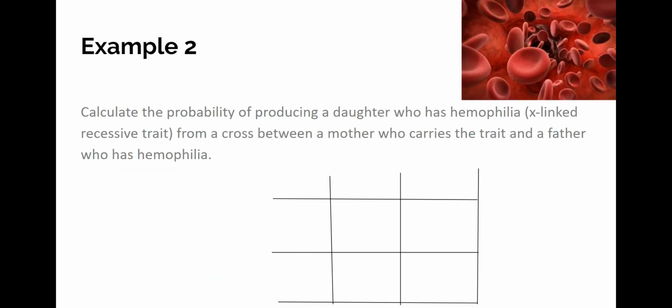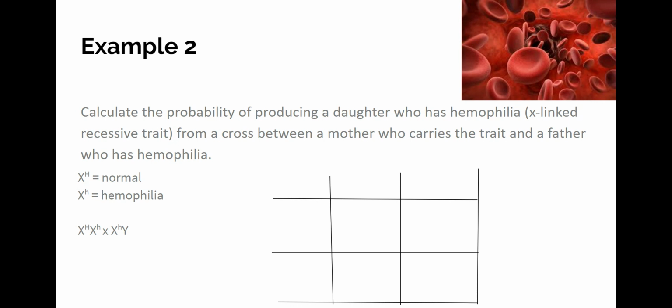Another example is a hemophilia or X-linked recessive trait. So we have a cross between a mother who carries the trait and a father who has hemophilia. From earlier video today, we know that X-linked needs to have an X attached to the allele. So this is normal, and this is hemophilia. It is a recessive disease. So X big H is for normal, X little h is for hemophilia.